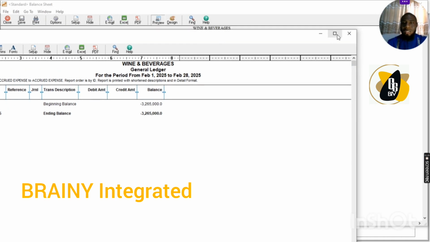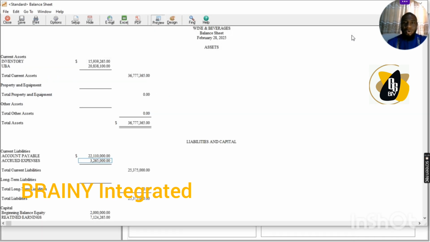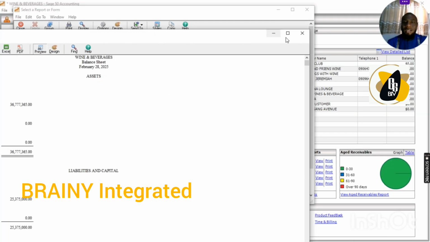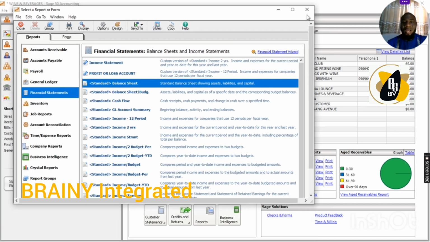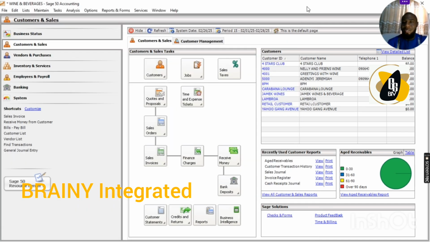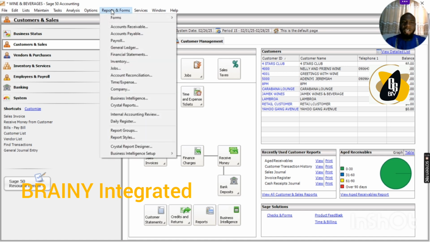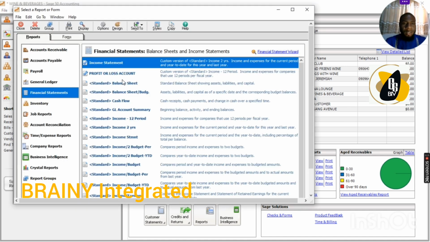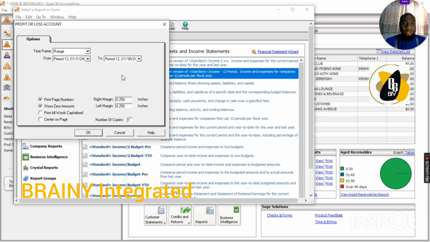So, but for now, let's go back and see. Now that we have been able to record the accrued expenses, let's say in the current period, let's check the current period. Go to financial statements, profit or loss, current period.